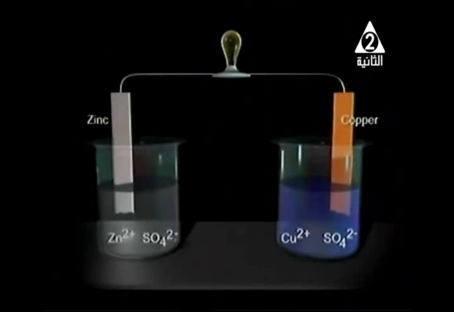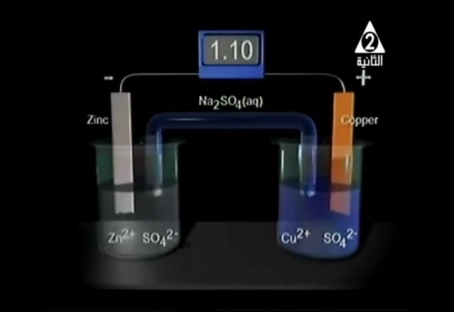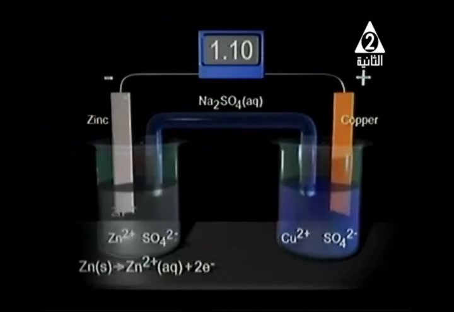So the copper makes reduction, and the zinc makes oxidation. Here we have the salt bridge between them, Na2SO4 aqueous solution. This is the reaction, and the lamp lights up. Why? Because we have 1.1 volt in this Daniell cell. The positive pole is copper and the negative pole is zinc, which makes the reaction between them.